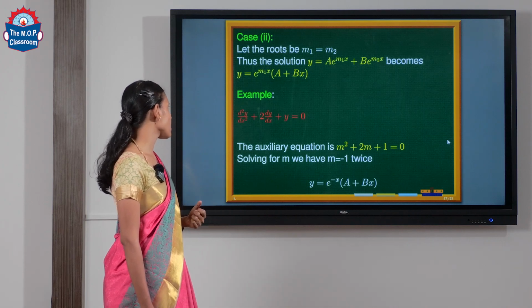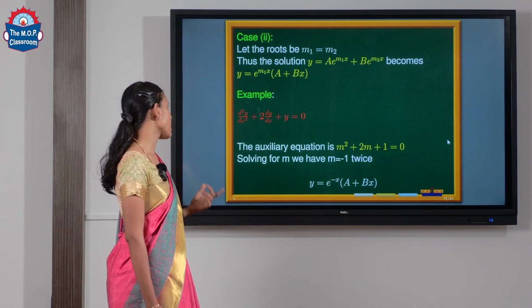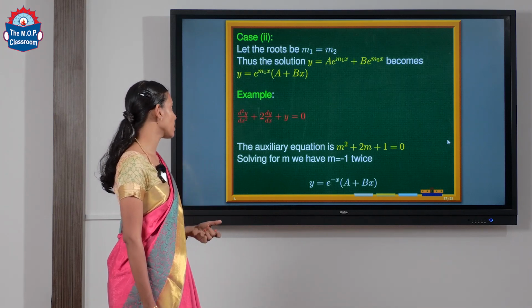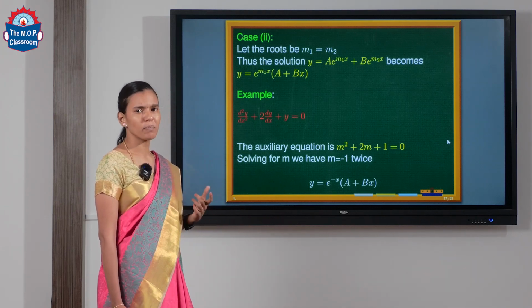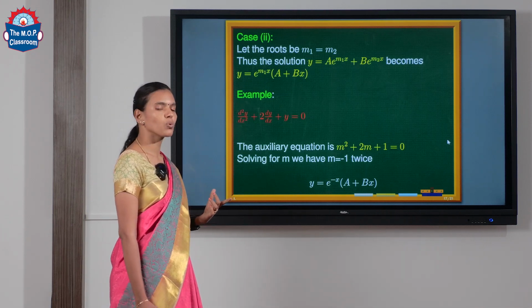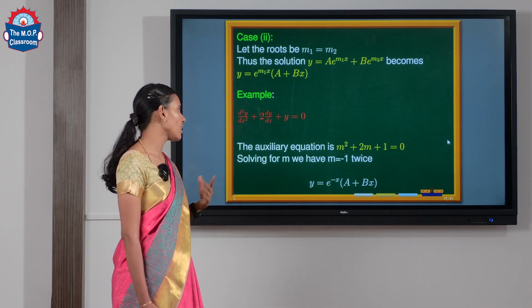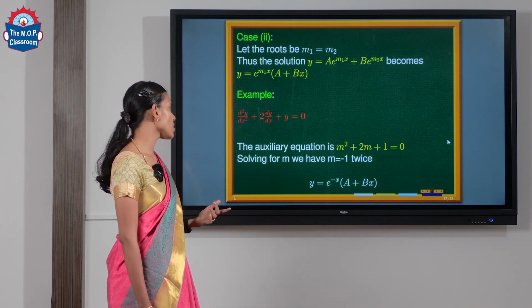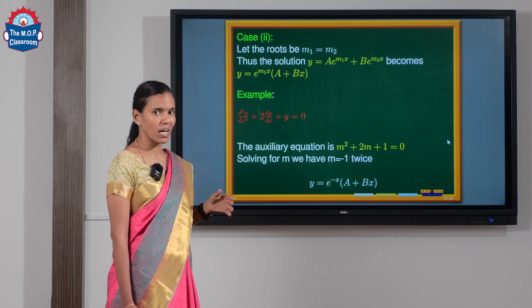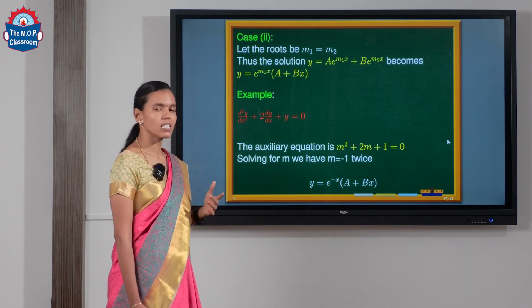When you consider this example, we have a second order linear differential equation, and the auxiliary equation for this one can be written as m square plus 2m plus 1 is equal to 0. When I solve this quadratic equation, I am left with the root m is equal to minus 1 occurring twice. So how do you write the general solution? y is equal to e power minus x, since my m is minus 1, times (a plus bx).